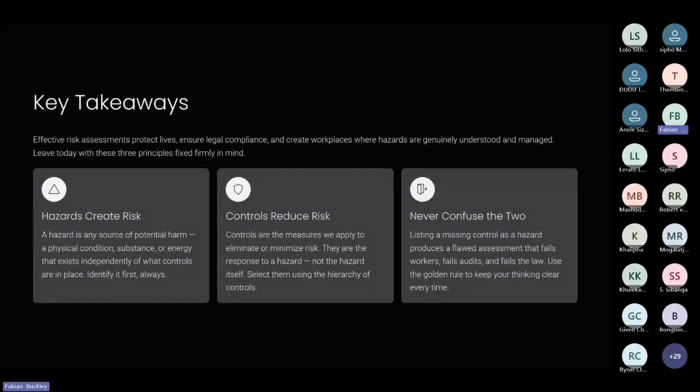All right. So again, a very commonly made mistake is people mixing up what is a hazard and what is a risk. You find it in many risk assessments. They put what is a hazard in the risk place, and vice versa. Never confuse the two. Listing a missing control as a hazard produces a flawed assessment that fails workers, fails audits, and fails the law. Use the golden rule to keep your thinking clear every time.